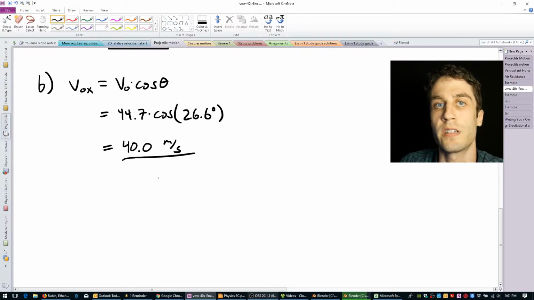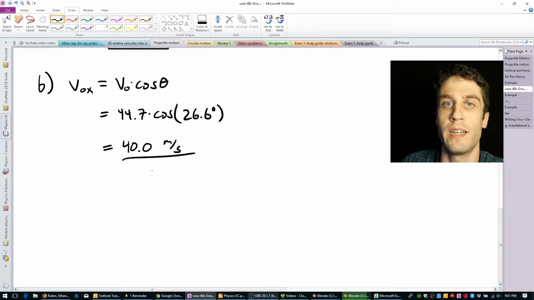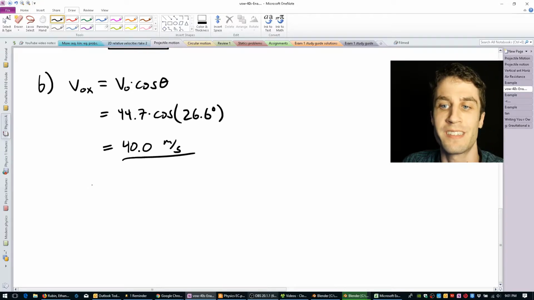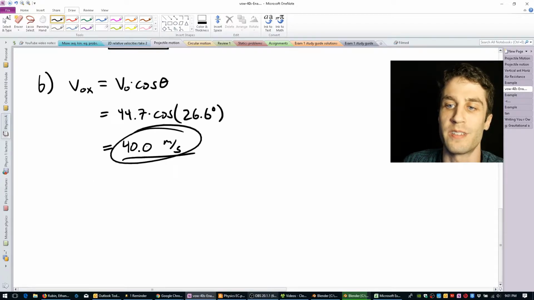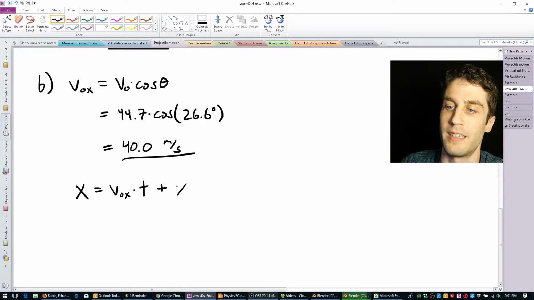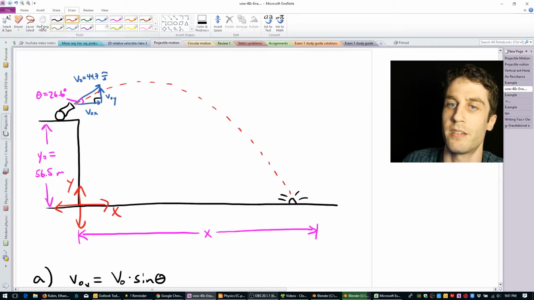If we want to know how far this cannonball goes, we need to know how fast it's moving in the horizontal direction. Well, it stayed in the air for 6 seconds, and the horizontal component of its velocity is 40 meters per second. So how far does it travel? X is equal to v naught x times t plus x naught. We can say that it starts at x equals 0, based on how I chose my coordinate system.